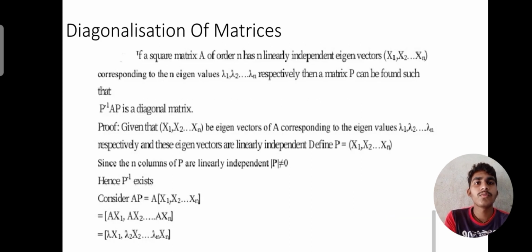Today I want to discuss the eigenvalues of a diagonal matrix, or just the diagonal elements of the matrix. So today I want to discuss this property. First, we need to understand what diagonalization of matrices is.